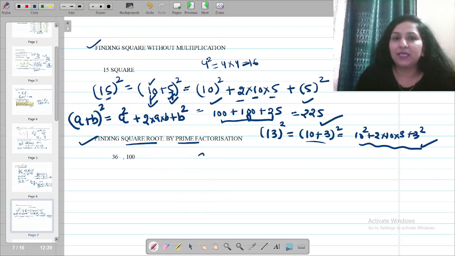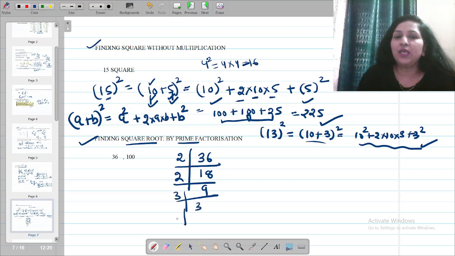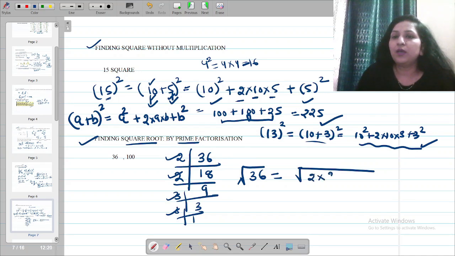Prime factorization means writing the number as the product of its prime factors. 36, it is divisible by 2. 2 into 18 is 36. 2 into 9 is 18 and 9 can be written as 3 into 3. Okay. So we are finding the square root of 36. This is the symbol of square root like this. So under the square root, 36 can be written as 2, 2, 3 and 3, the product of these numbers.